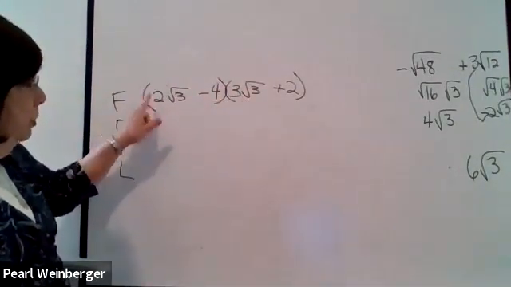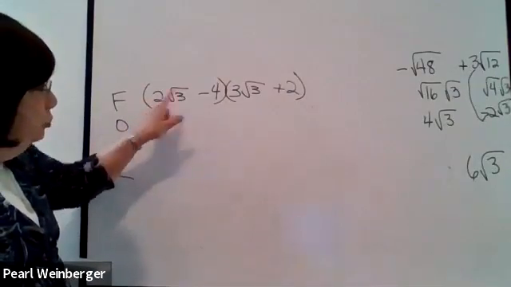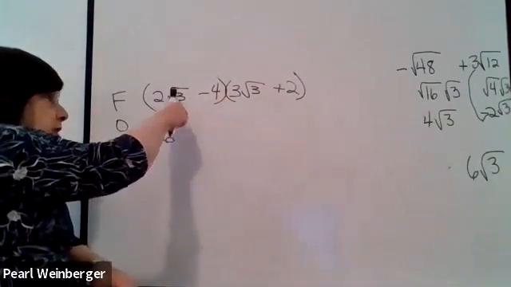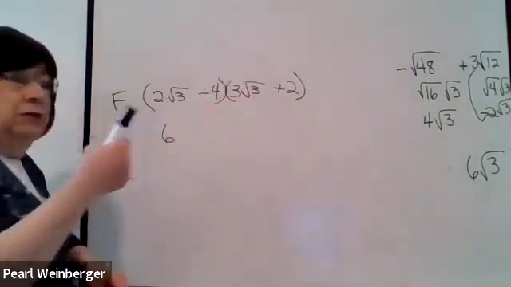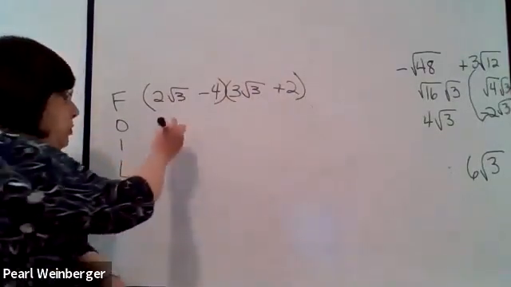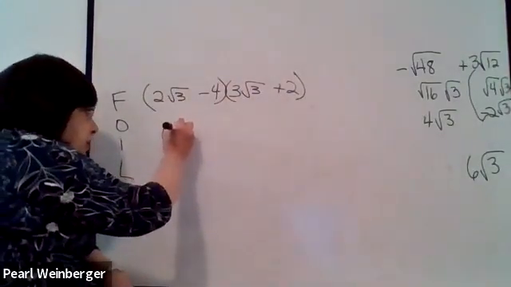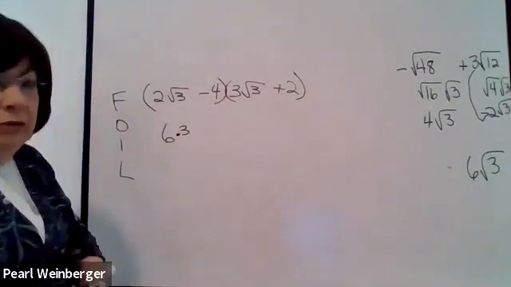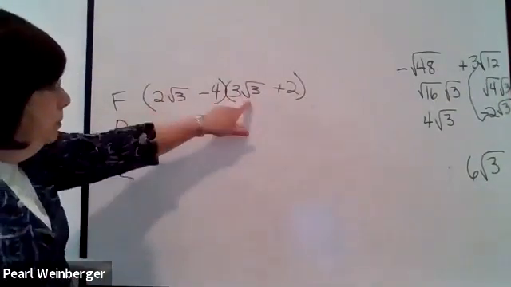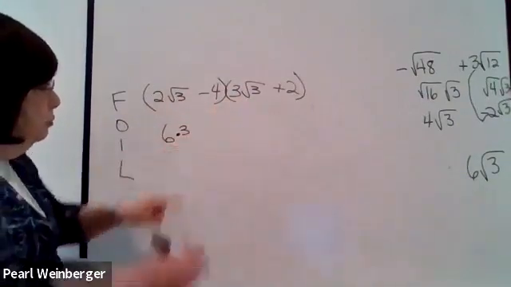So remember, I multiply the numbers on the outside. 2 times 3 is 6. And then I multiply the radicals. Radical 3 times radical 3. Those are the same exact number. So that just gives me the number 3 without any radical at all. In other words, multiplying this by this gives me 6 times 3, which is 18.